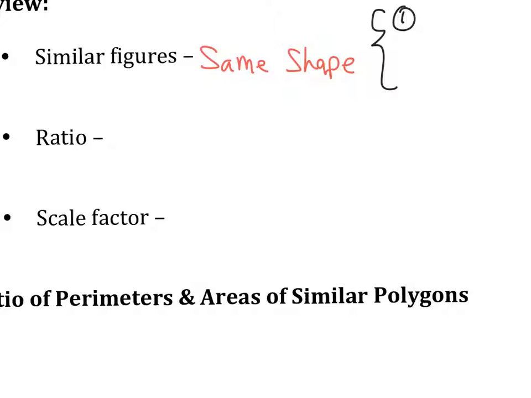Number one, remember that corresponding angles are congruent, okay? All your corresponding angles are congruent. So if we're talking about two triangles, then if you have a 30, 60, 90, that's similar to another 30, 60, 90. A 30, 60, 90 triangle is not similar to a 45, 45, 90 because the angles are different, okay? So the corresponding angles have to be congruent, okay?